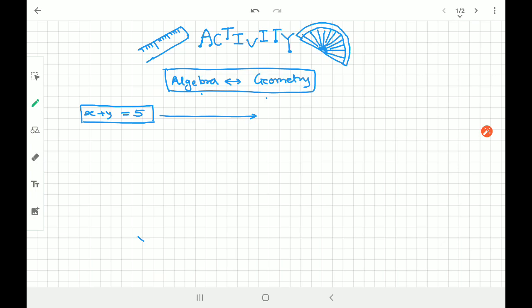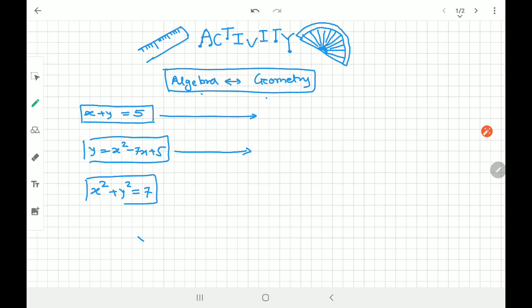Not only this, if I say y equals x squared minus 7x plus 5, that is another equation, and this equation is also associated with a geometric figure. Likewise, x squared plus y squared equals 7. All these kinds of equations also give us some kind of geometric figure.